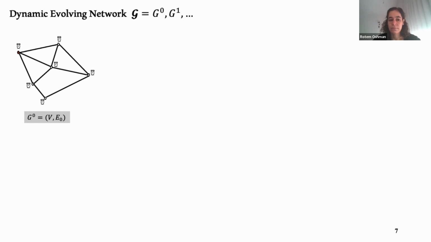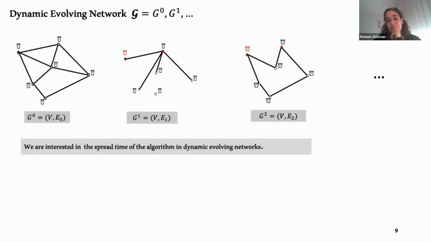For instance, here, initially we have a graph G0, which is a graph with a few cycles. Then at time 2, we have another graph G1, but with the same set of vertices, and it may form a tree without any cycle. And again, at time 3, we have another graph, which is a cycle. So we are interested in the spread time of the asynchronous rumor spreading on this type of networks.